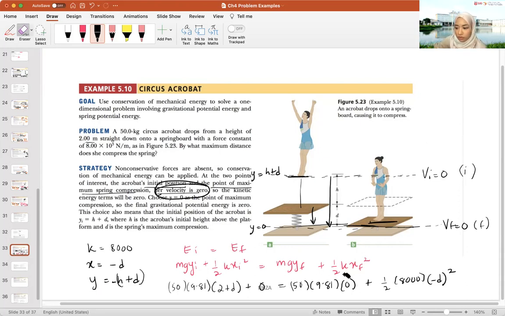Okay, so now we try to solve it. Hopefully we get it. We are trying to solve for d. Okay, so 50 times 9.81 times 2 gives 981. There's not enough space.